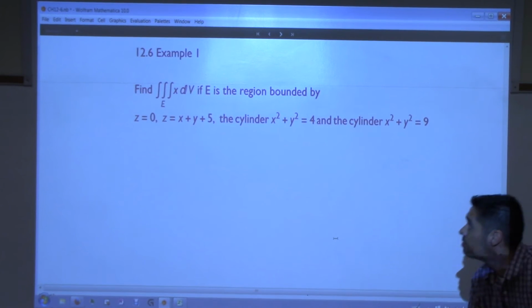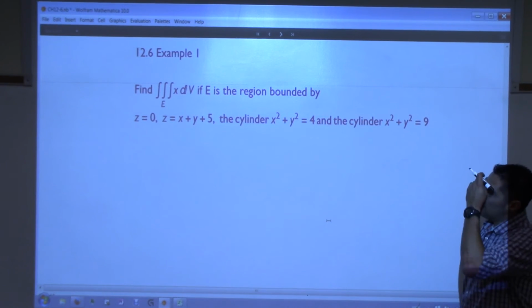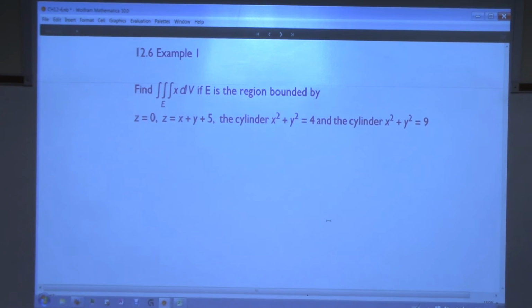We should have time for this one. Find the triple integral over the region E of x dV, if E is the region bounded by all this junk. Okay, I get to draw this.